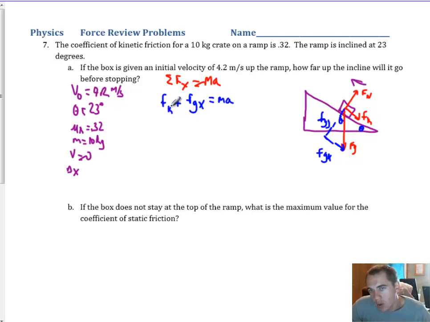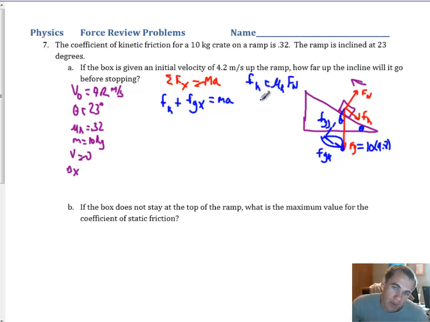Alright, well, do I know Fk? I do not. What I know is the coefficient of kinetic friction, but I can use that to get Fk because I know Fk equals the coefficient of kinetic friction times the normal force. Okay. Do I know Fgx? Well, kind of. I know it's this component over here of the triangle. And I do know Fg. I know Fg is 10 times 9.8, mass times the acceleration due to gravity. So that's just 98.